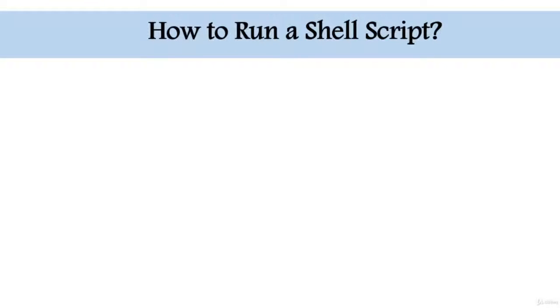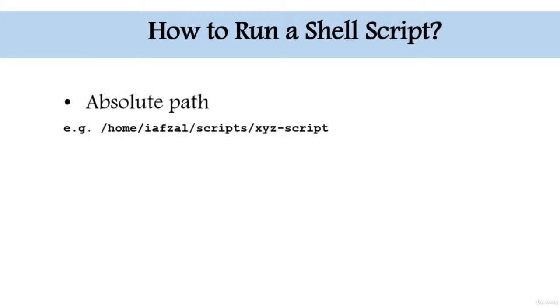One of the basic things that we should know is how to run a shell script. So when you create it, there are different ways you could run it. You could run it through absolute path, or there's another one that's called relative path.